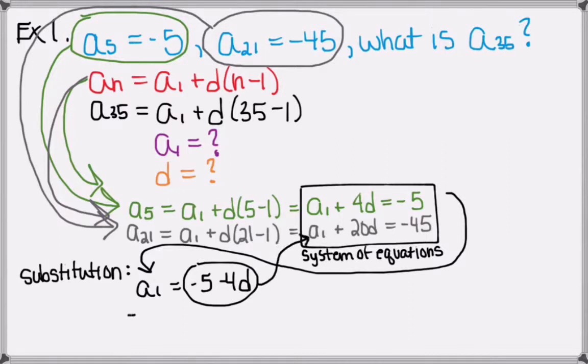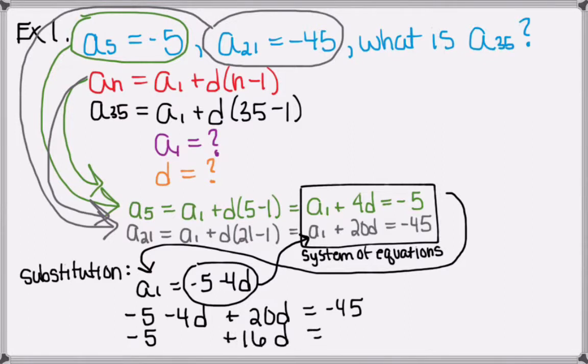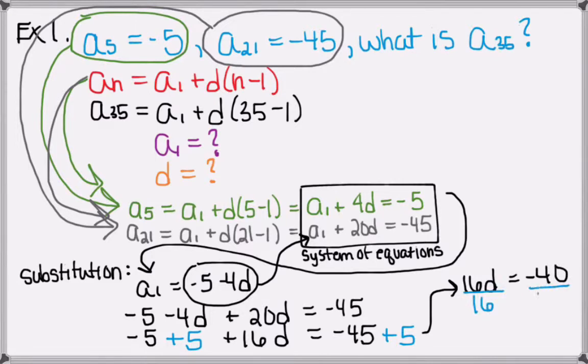And now I'm going to plug this expression in for the a sub 1 in the second equation. And that gives me negative 5 minus 4d plus 20d is equal to negative 45. And if I combine the like terms, that gives me 16d. To continue solving, I'll go ahead and add 5 to both sides. And then finally divide both sides by 16. Gives me the value of d is equal to negative 5 over 2 after I simplify the fraction.